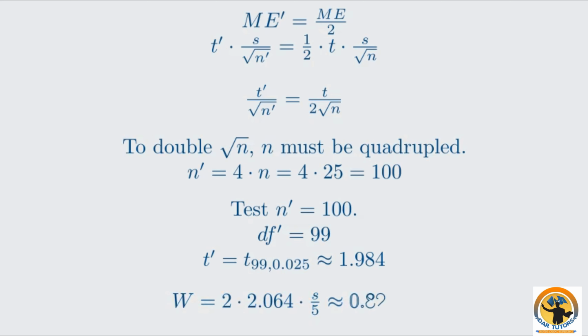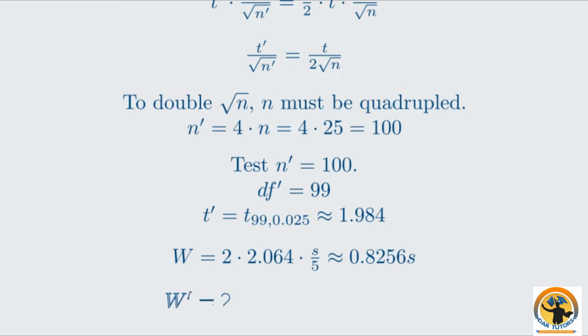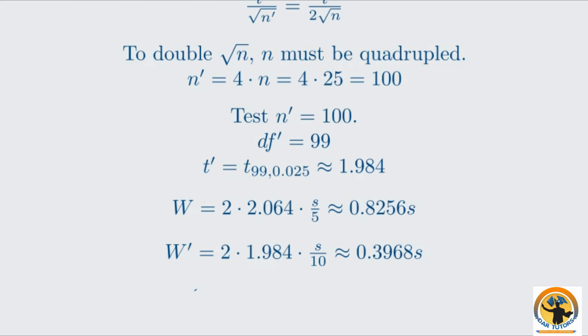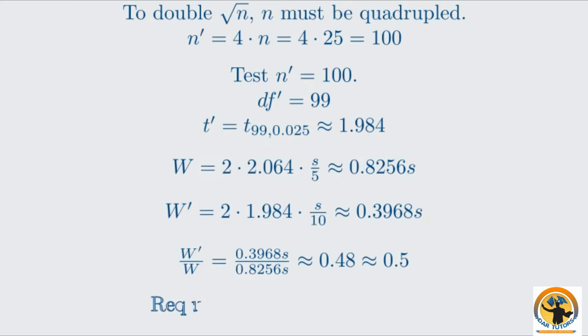The original width is approximately 10.32. The new width is 10.32 divided by 2, which is 5.16. Now we check if the new width is approximately half the original width. We calculate the ratio W prime over W. 0.39688 divided by 0.8256 is approximately 0.48. This is very close to 0.5. So, a sample size of 100 is indeed the correct answer when rounded to the nearest integer. So, the required sample size to halve the width of the confidence interval is n prime equals 100.